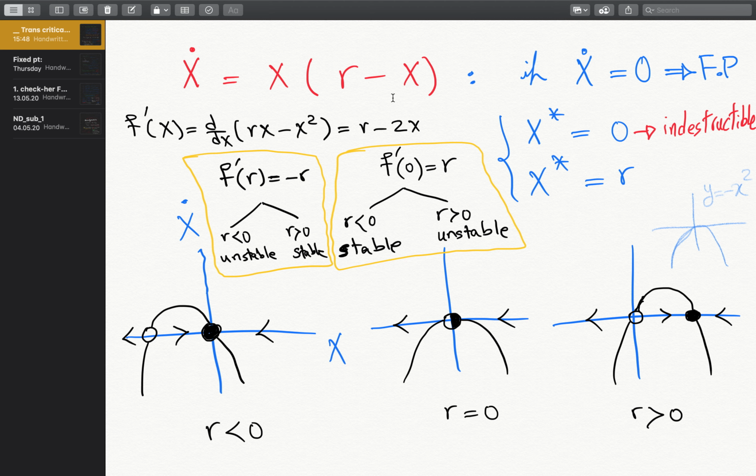If you draw it by Python or exactly here, you can understand it, because if x, for instance, is positive and r is also positive, therefore you have a positive term for x dot. Therefore, if you draw this minus x squared, and you add a positive term, you will see this shift to the right and upward.